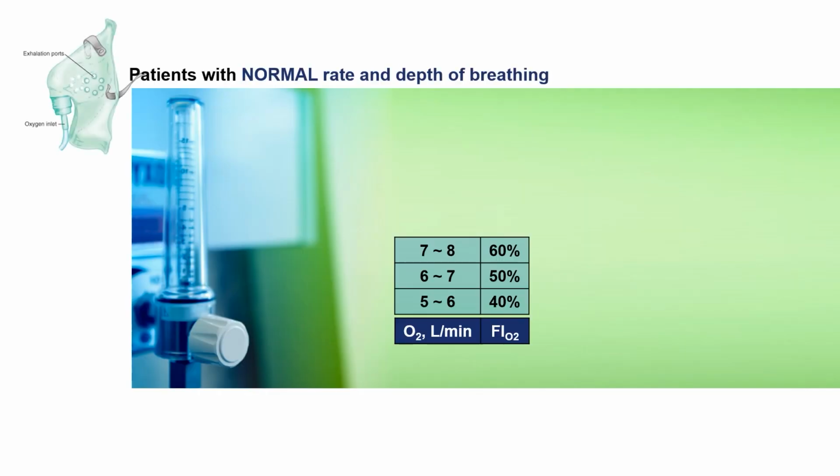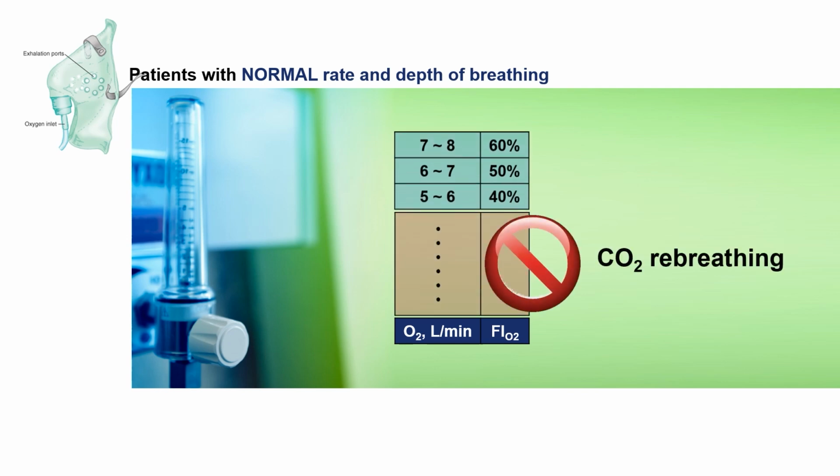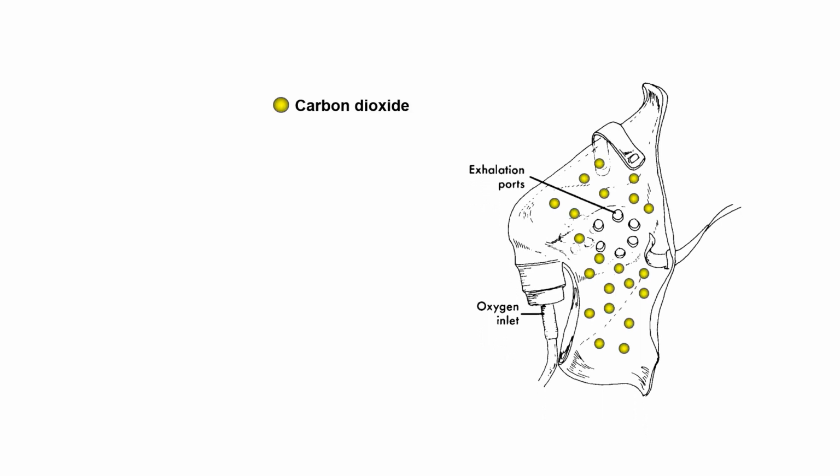In patients breathing at a normal rate and depth, the simple oxygen mask can provide 40 to 60% FiO2 at a flow rate of 5 to 8 liters per minute. However, it's important to note that at flow rates below 5 liters per minute, there's a risk of the patient rebreathing some of their own exhaled CO2. Specifically, when a patient exhales, the CO2 they have breathed out remains inside the mask.